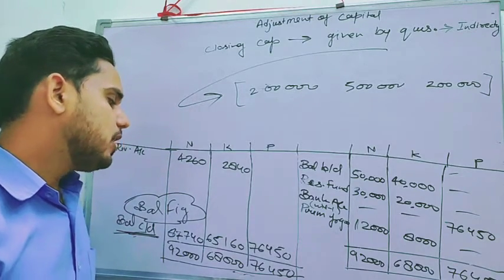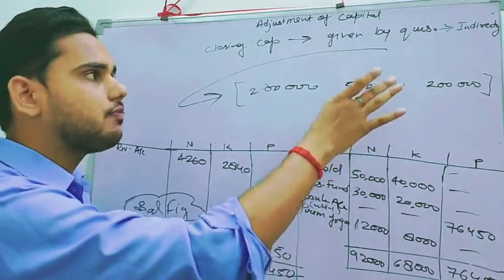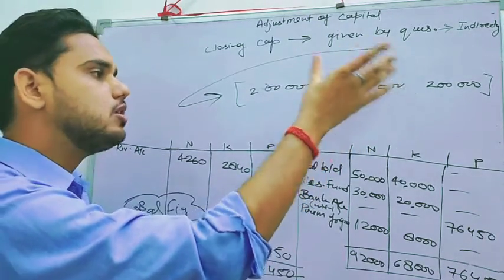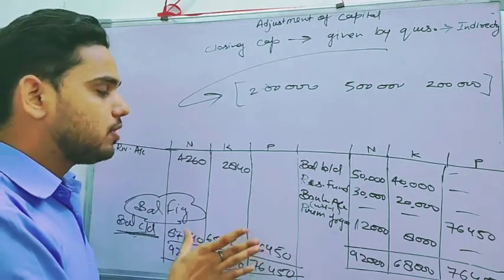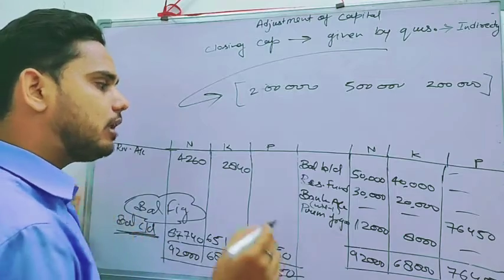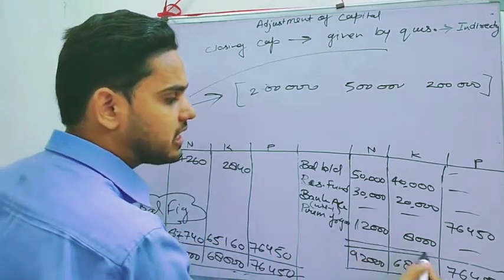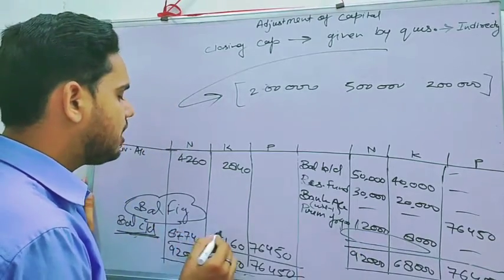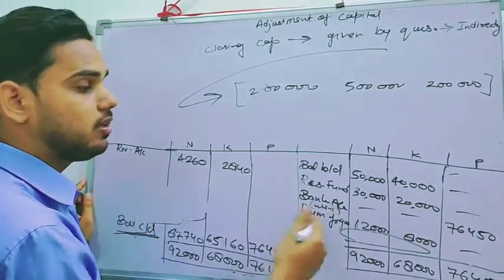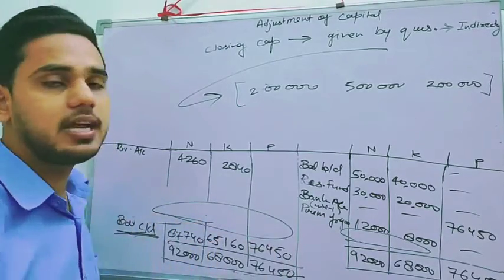So we can say that if we write here the values given by the question, after identifying the values, of course, in that case there will be a difference in the accounts. The difference can be on the debit side or it can be on the credit side.